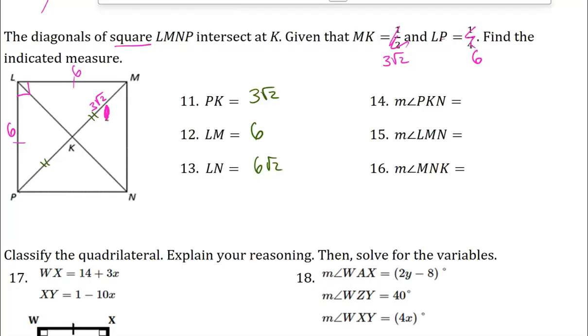And then for the measure of angle PKN, squares are also rhombuses, meaning diagonals are perpendicular, so that is 90. And then measure of LMN, it's also a rectangle, so this is 90. And then MNK is this angle right here, because on a rhombus the diagonals bisect the opposite angles. I'm taking this angle of 90 and cutting it in half to get 45.